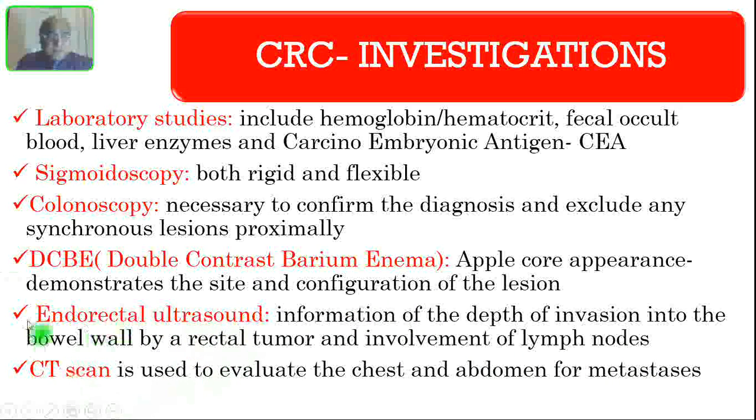Of course, you must do a CT scan to rule out any secondaries in the liver. This is a CT scan of both chest and abdomen and even the brain, to rule out any secondary in the liver, any secondary in the chest, or any metastasis in the brain.